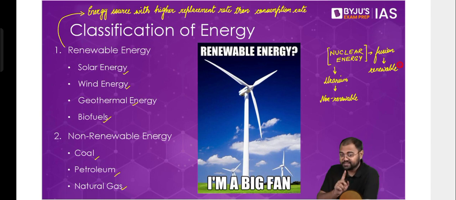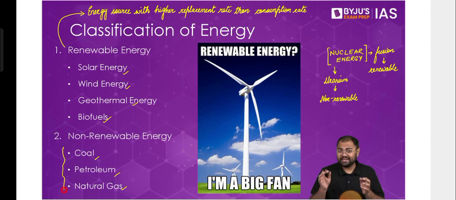Another way to look at it is pollution. When you look at coal, petroleum, and natural gas, we know that these all are highly polluting sources. Compared to that, solar energy, wind energy, biofuels are clean sources of energy. So from this perspective, renewable energy sources are the clean sources and non-renewable energy sources are the polluting sources. So nuclear energy also is a cleaner source. So if you look at it from that perspective, you can say that it is renewable.